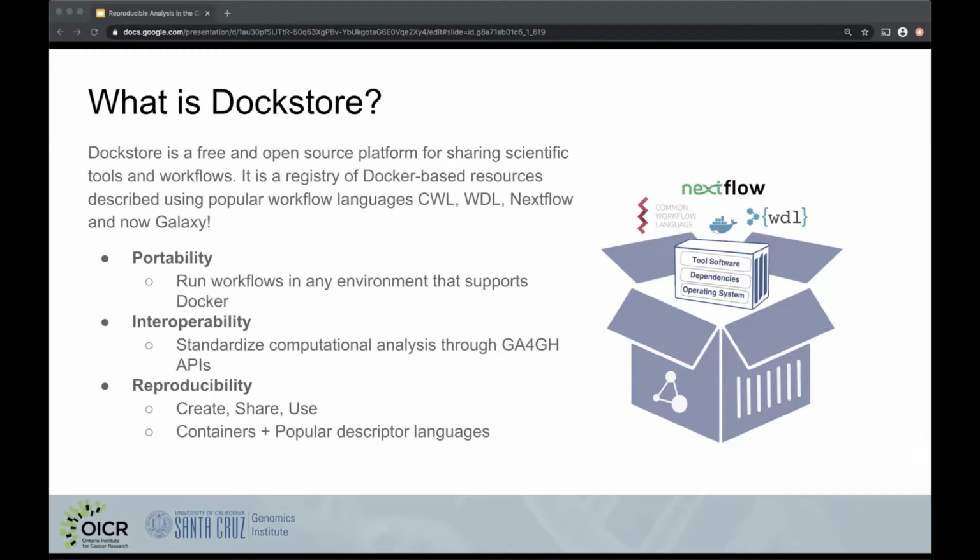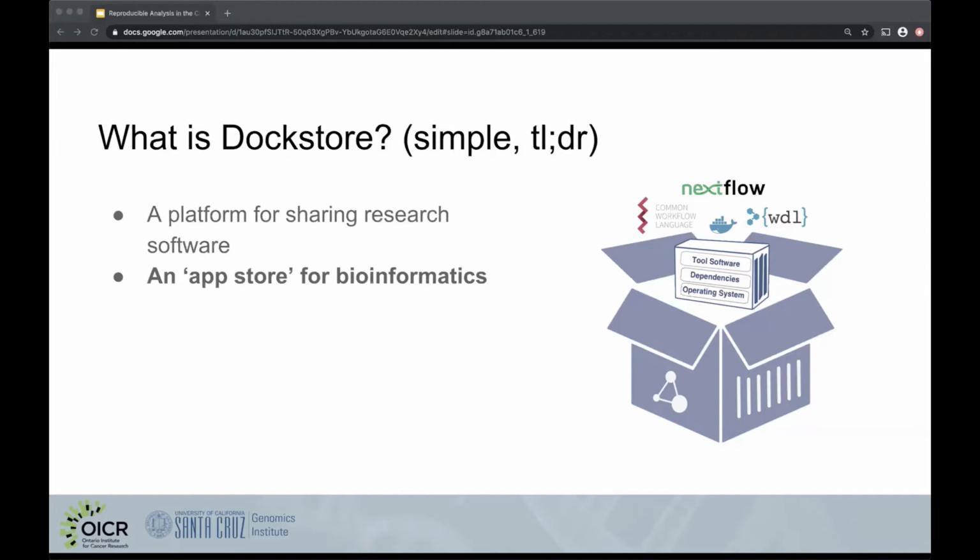So Dockstore is a place for researchers and developers to share their work so that others can also use it. The combination of using containers and workflow languages minimizes the redundant and error-prone installation of software, but also increases the transparency of the methods used in the actual analysis. So this allows others to verify results and apply existing methods in their own research. But in simple terms, what is Dockstore? It's a platform for sharing research software. You can think about it as an app store for bioinformatics.